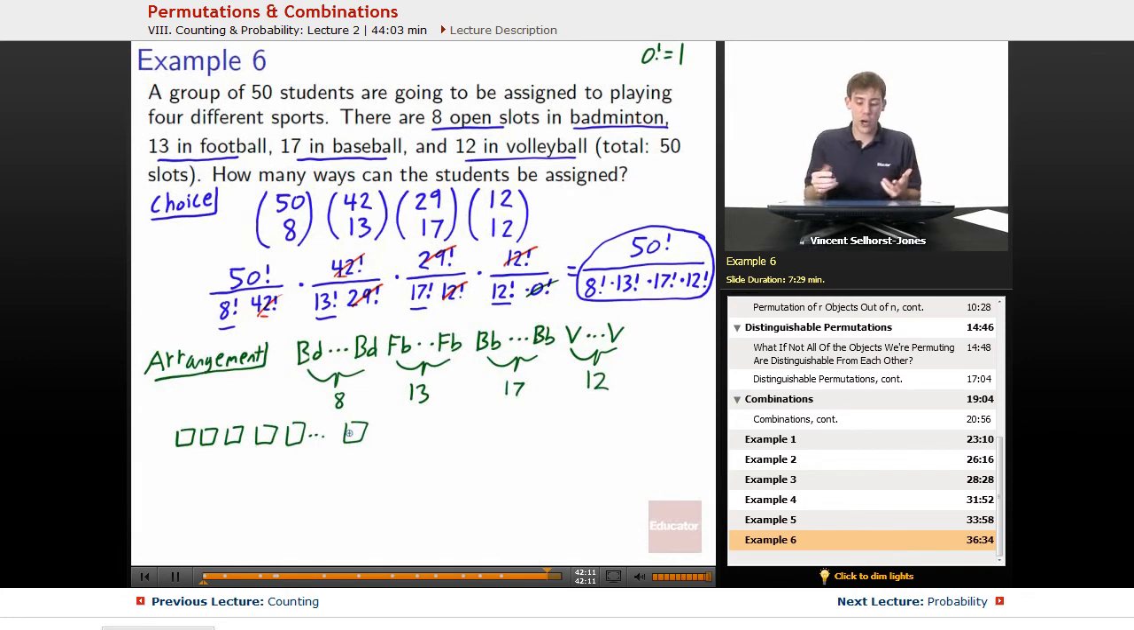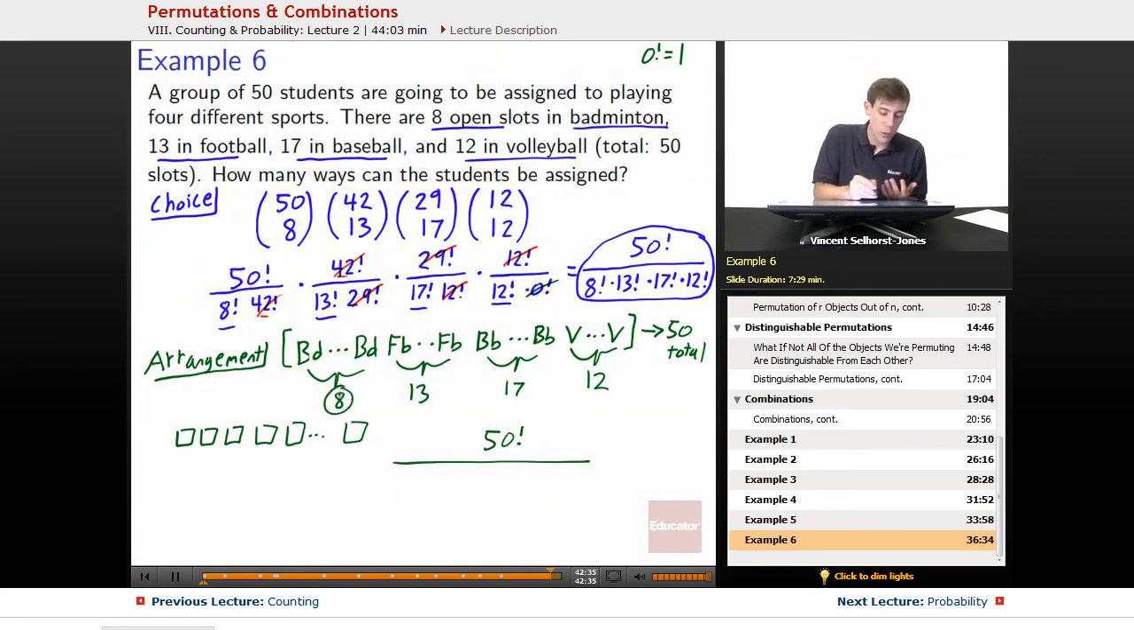So how many ways are there to arrange this set of cards? Well, we've got a total of 50 cards, right? This comes out to 50 total. So we have 50 factorial divided by, what are we going to divide by? Well, how many ways can we arrange the badminton cards? It doesn't matter if you get the first badminton card or the second badminton card or the last badminton card. They all mean the same thing. Go on to the badminton team. So it doesn't matter which way we arrange our badmintons, so we divide by 8 factorial because the arrangement of our badminton cards doesn't matter.